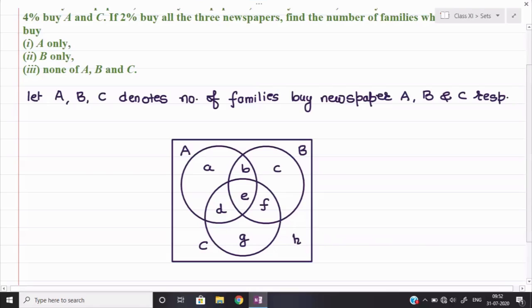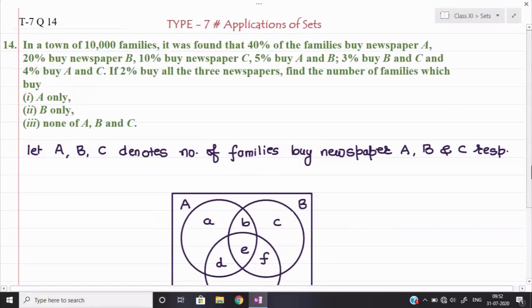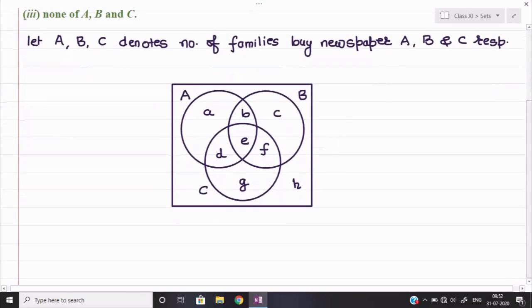Now first, see how many are purchasing newspaper A, B and C: 40, 20 and 10%. Okay, so first this data we shall convert in a proper manner. So first I will write down the value of newspaper A they are purchasing. So we can say that A plus B plus D plus E is equal to 40% of 10,000.